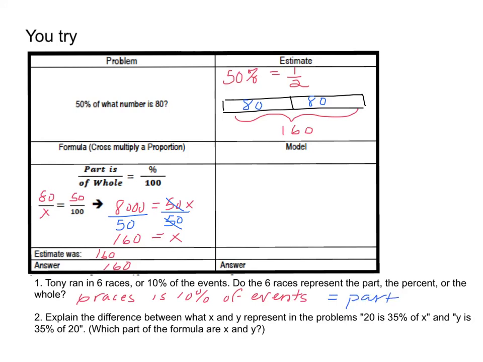Second question is asking us to explain the difference between what x and y represent. Well, if we look at the different parts of the equation here, we're saying 20 is 30% of x, so that means x is going to equal our whole because of is the whole. And the second one says y is 30% of 20, I mean. Well, is the part, so on the second one, y is the part.